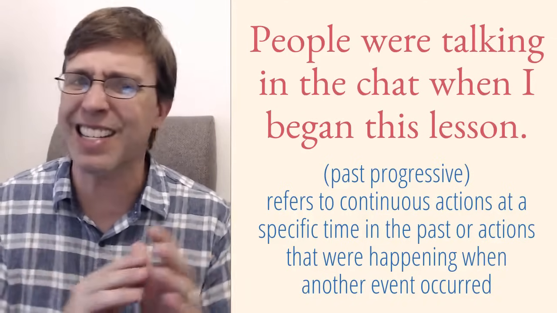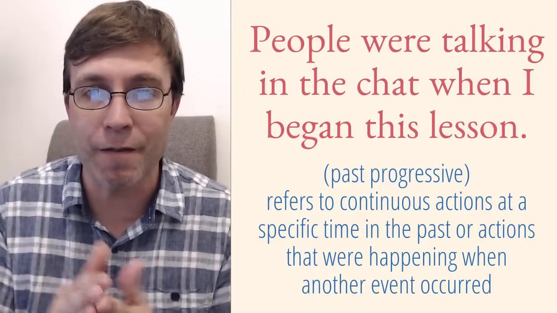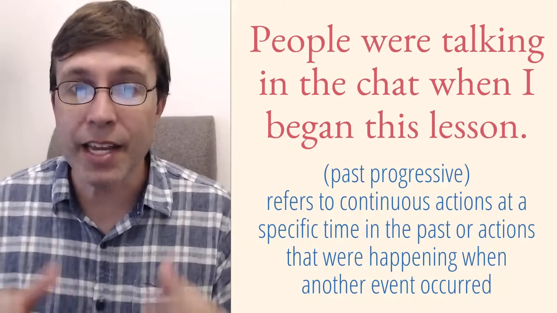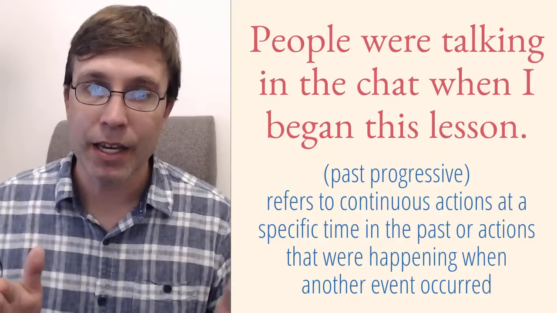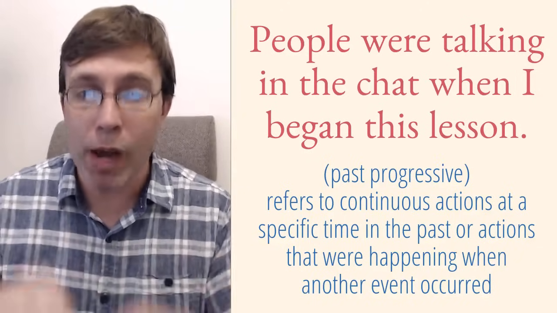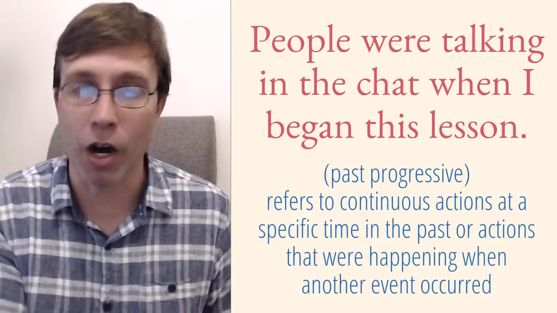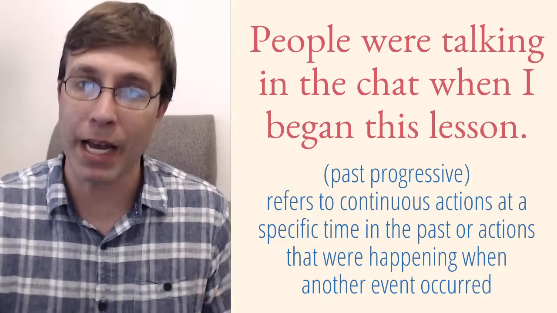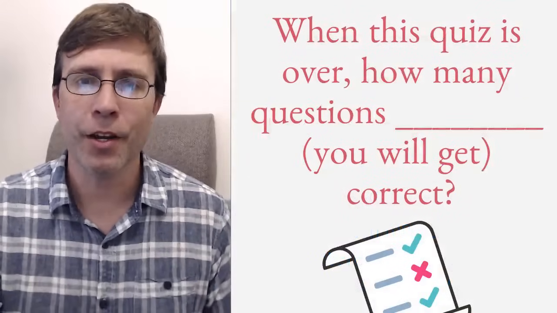In this case, I'm not giving you a specific time. I'm more talking about that event that occurred. I began the lesson. That is the event. Well, what action was happening at that time and continuous? When the event occurred, I began this lesson, people were talking. People were talking in the chat. The verb to be, again, past progressive, plus the main verb ing. All right, here we go.